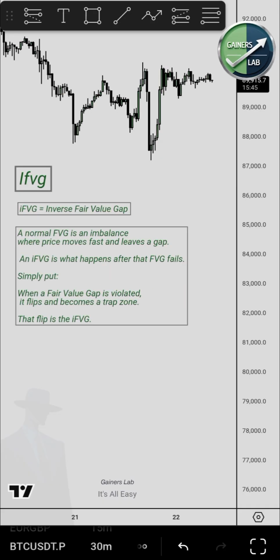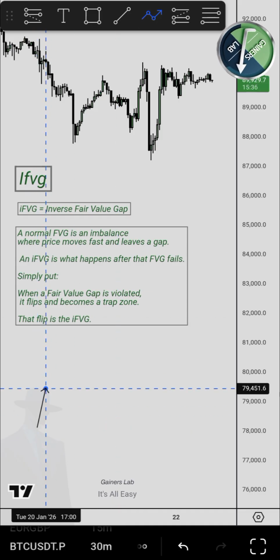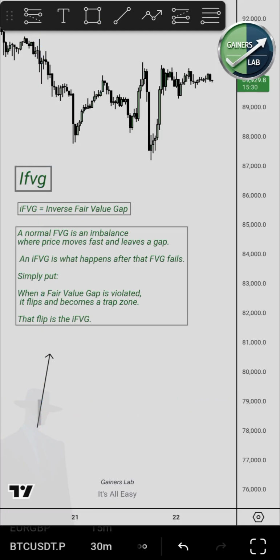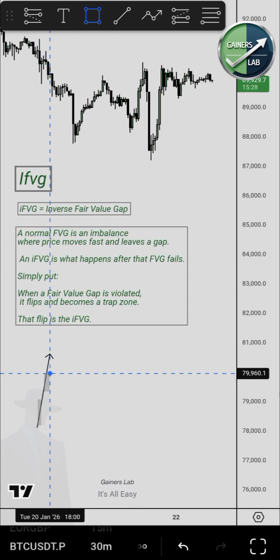IFVG stands for inverse fair value gap. A normal FVG is an imbalance where price moves fast and leaves a gap. We all understand that example. In the FVG, you could see a very strong gap happening in the market.